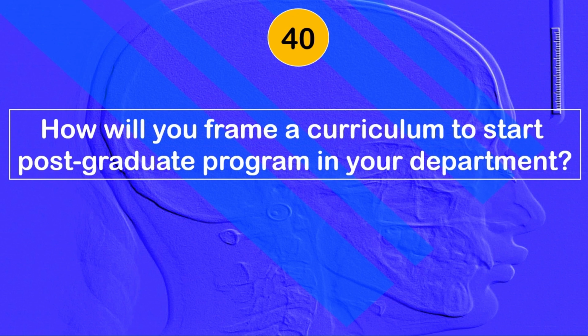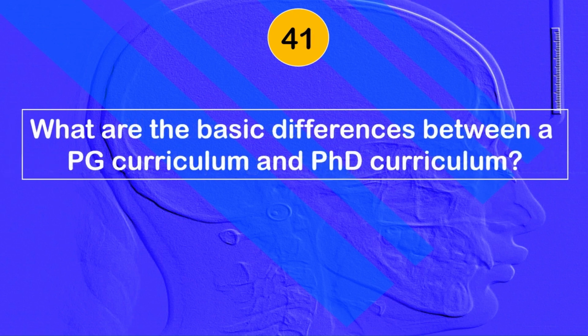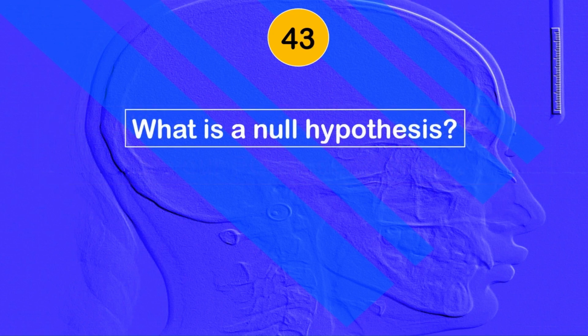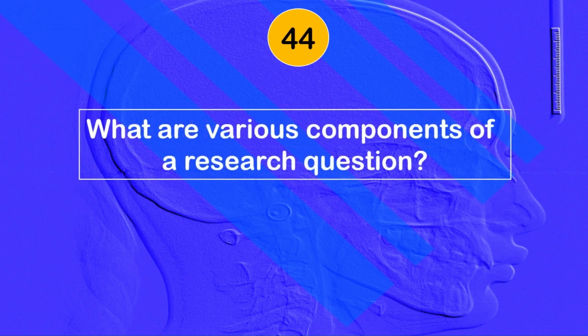How will you frame a curriculum to start postgraduate program in your department? What are the basic differences between a PG curriculum and PhD curriculum? How will you select a research question for your PG student thesis? What is a null hypothesis? What are various components of a research question?